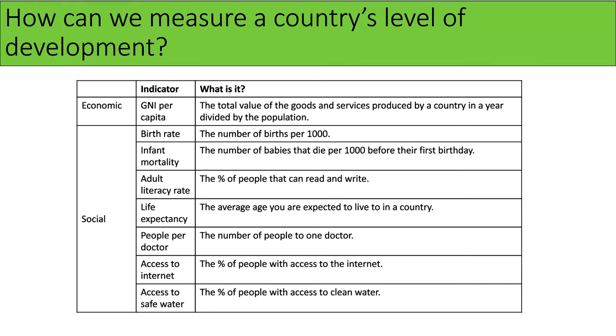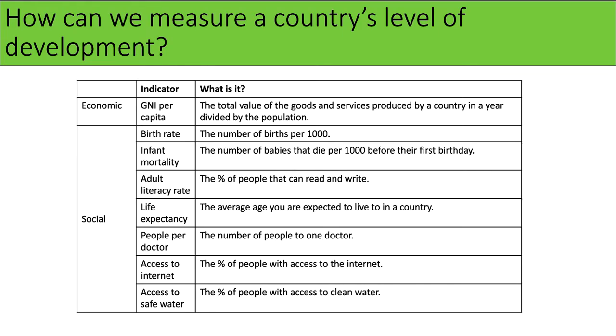So we've got GNI per capita. That measures the size of a country's economy: the total value of goods and services produced by a country in a year, and we divide it by the population. Otherwise, countries that had a lot of people in them would look like they had a higher GNI, but we divide it by their population to balance that out.